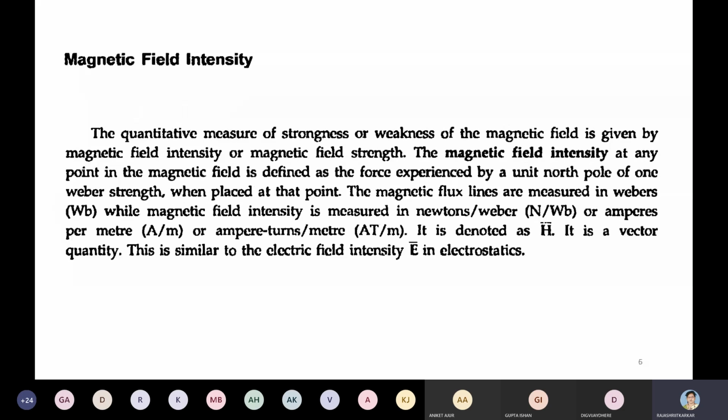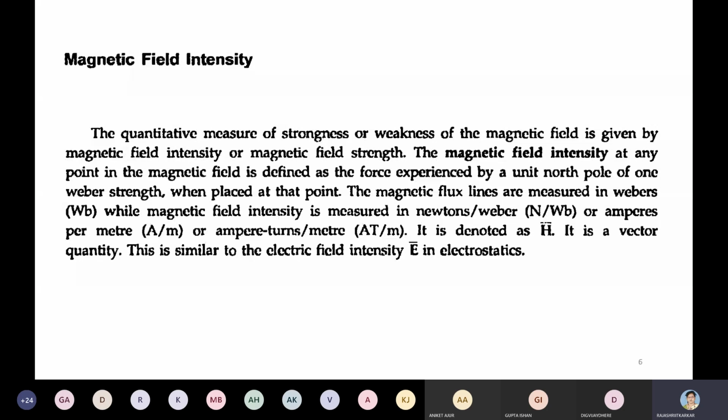We measure magnetic field intensity in terms of what we call the magnetic field strength. At any point, we measure the magnetic field intensity by the force experienced by that particular conductor. The combination of these magnetic flux lines creates a field, and that we call the magnetic field intensity. This magnetic field intensity is measured in newtons per Weber. Why? Because the magnetic flux is measured in Weber itself.